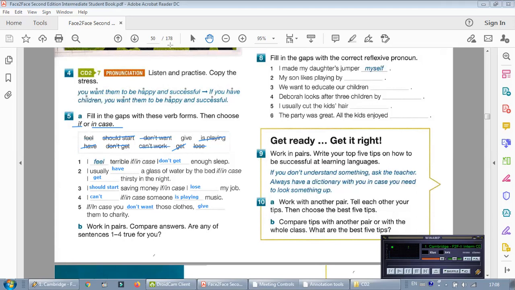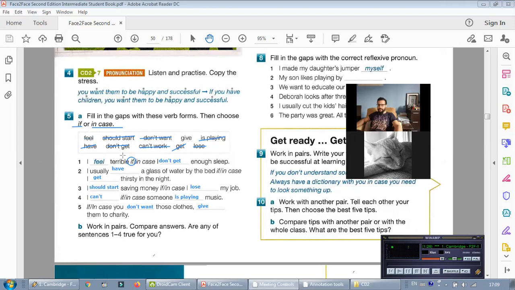Now, all you need to do is think, has the thing happened or not? Because if it happened, maybe if is better, but if it hasn't happened yet, maybe it's better to say in case. I feel terrible if I don't get enough sleep. So you think if is the correct answer? Yes. Okay, let's choose if, and then we can check that.